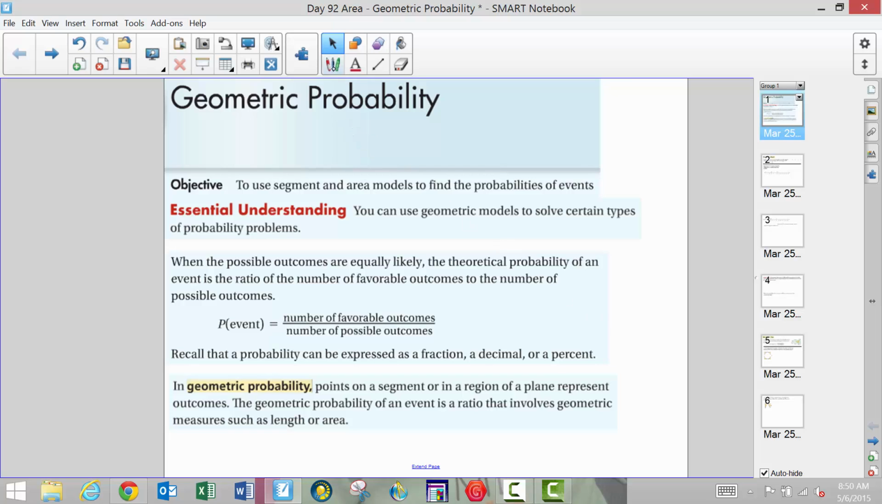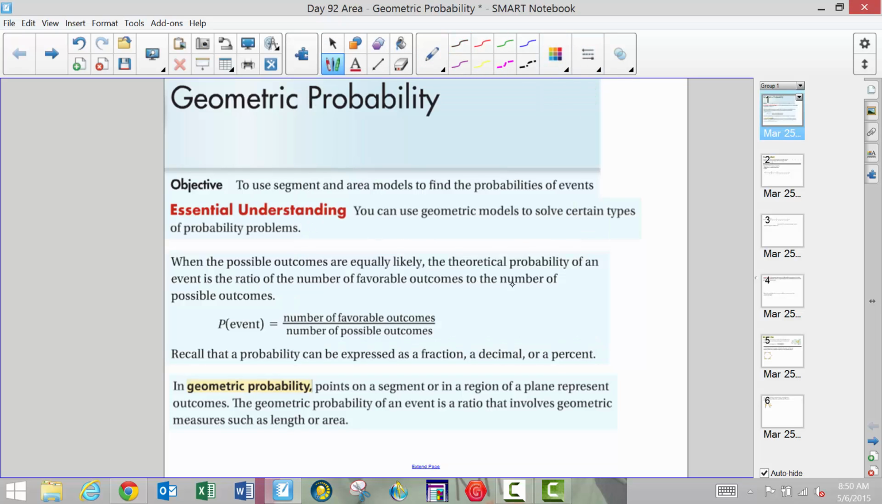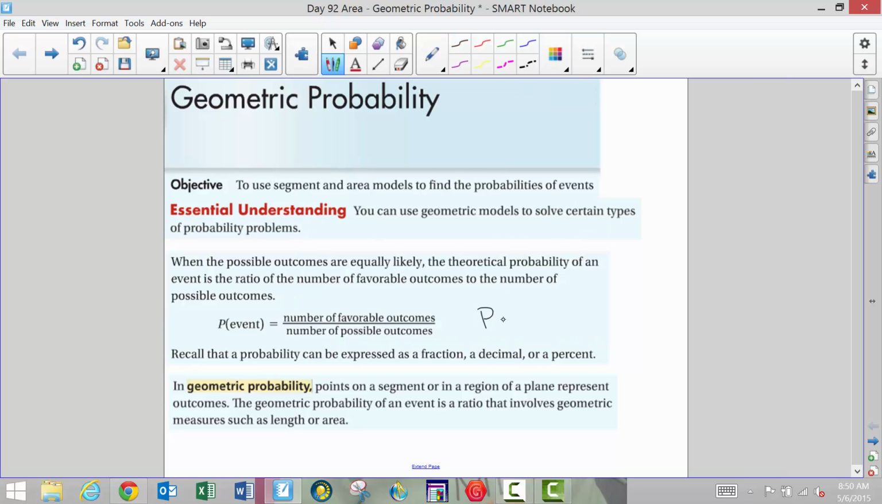So to summarize, with area, if you want the probability of something, so probability of an area, you're going to have the area of the shape that you want over the total area. And you're going to see examples.